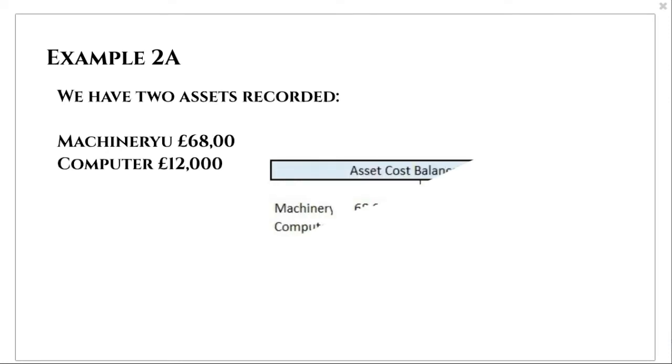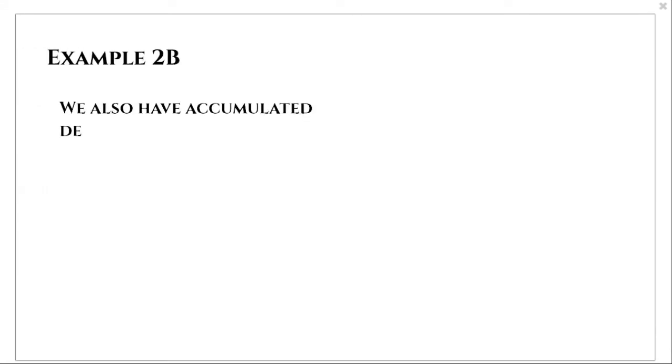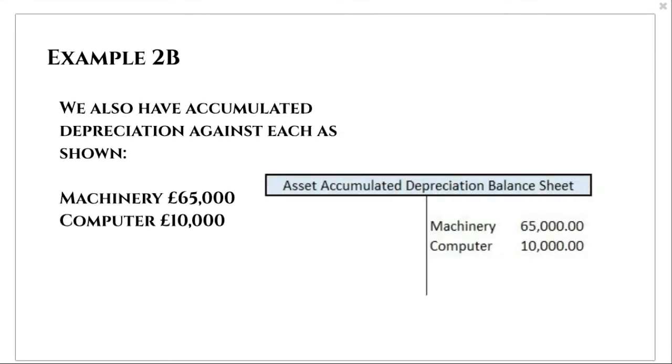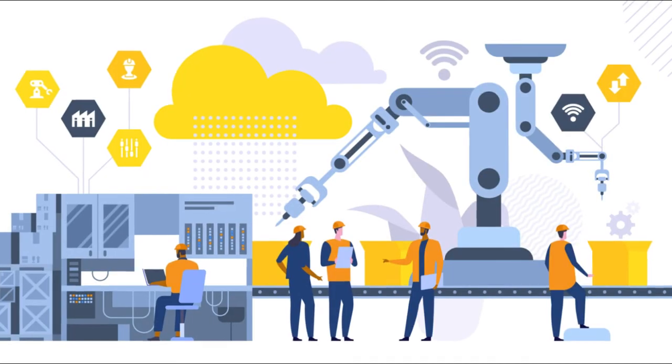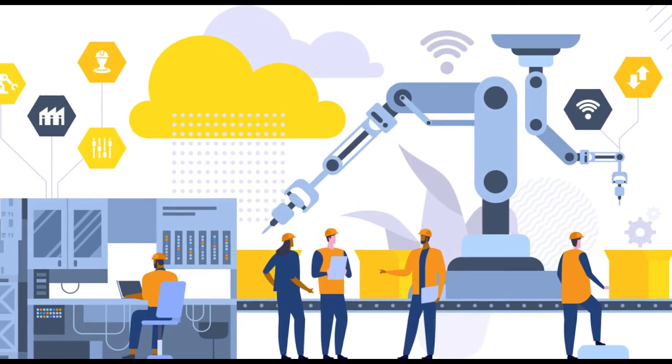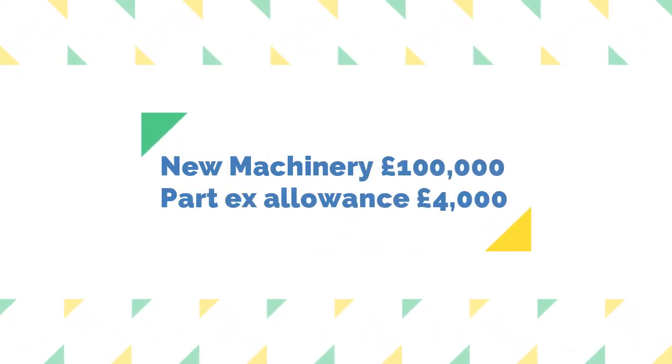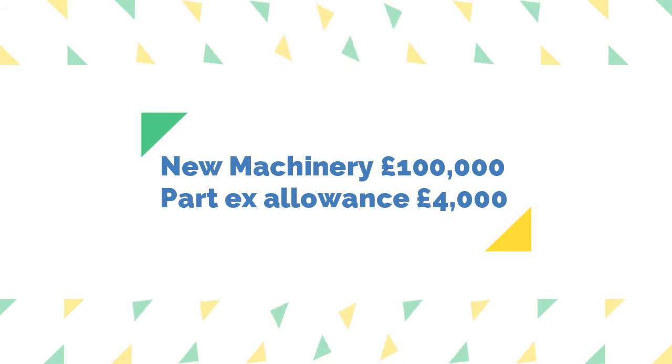So here we've got machinery cost of 68,000, computer cost of 12,000, both of those sat in the asset cost account on the balance sheet, and then we've got accumulated depreciation of £65,000 for the machinery and £10,000 for the computer, and they're both sat under the asset accumulated depreciation account on the balance sheet. Next, what we're being told is that the machinery that we've got is going to be replaced by new machinery that's going to cost £100,000. Now, they're going to actually give us a part exchange of £4,000 towards the machinery that we've got currently.